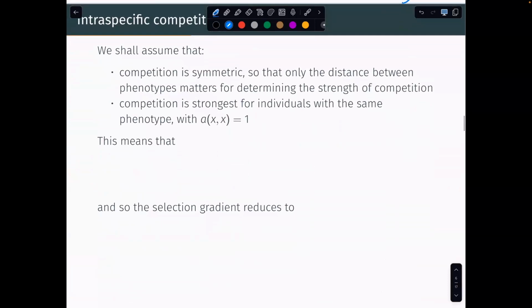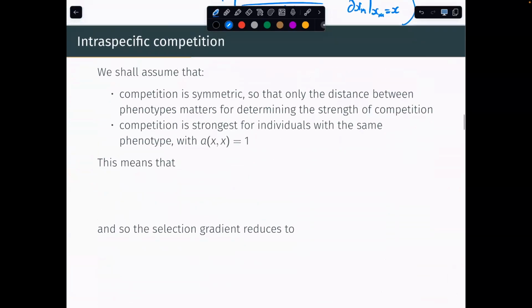Okay, so we're going to make a couple of assumptions at this point. And these are fairly generic assumptions that we make. There are cases where we might not want to make these assumptions, which I'll discuss in a second. The first one though is we're going to assume that competition is symmetric. So what this means then is that the only thing that really matters is going to be the distance between our phenotypes xi and xj, which is going to determine our strength of competition.